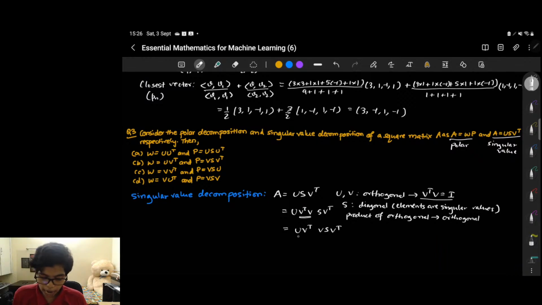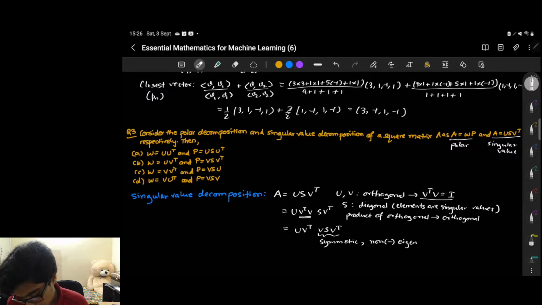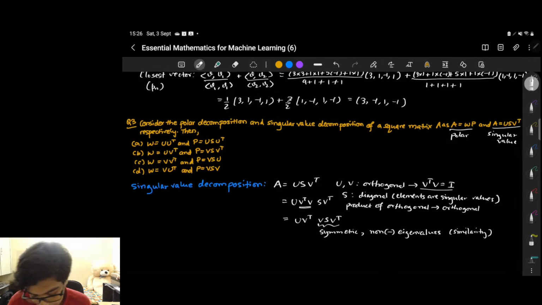So this U and V are orthogonal, so this U V transpose is also orthogonal. And this is symmetric, and it has non-negative eigenvalues. And this also comes from the similarity condition. So this V S V transpose is the thing that we use for similarity transformation.